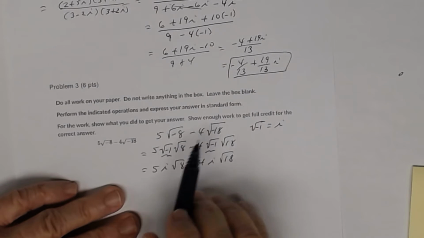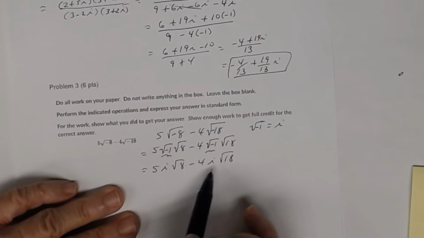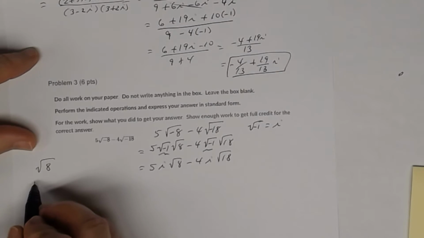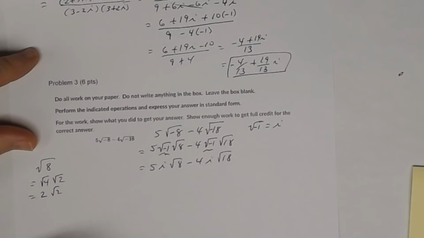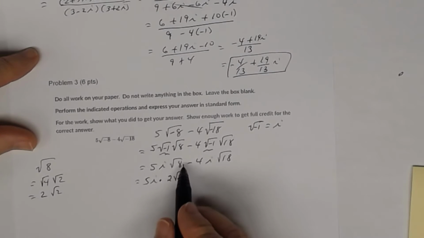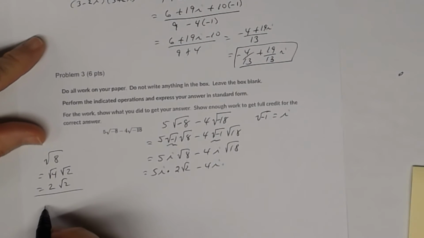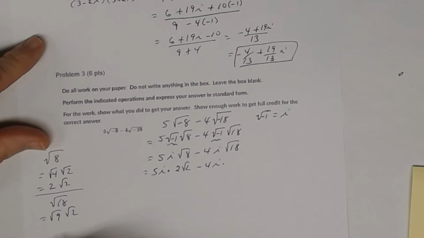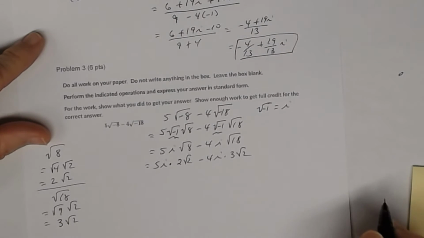Alright, now remember you have to rationalize or simplify your radicals. So the square root of 8, remember the largest perfect square that goes into 8 is 4, so the square root of 8 is the square root of 4 times the square root of 2, so that's 2 square root of 2. So this becomes 5i times 2 square root of 2. Square root of 8 is 2 square root of 2. Minus 4i times, and then the same thing with the square root of 18. So the square root of 18 is the square root of 9 times the square root of 2. And the square root of 9 is 3, so you get 3 square root of 2. So that becomes 3 square root of 2.